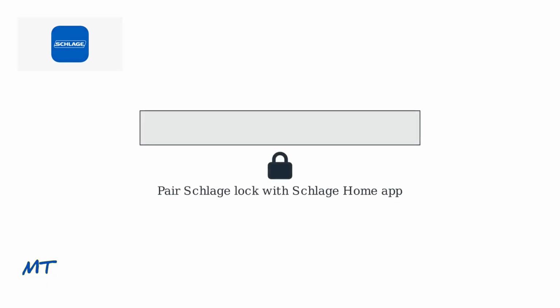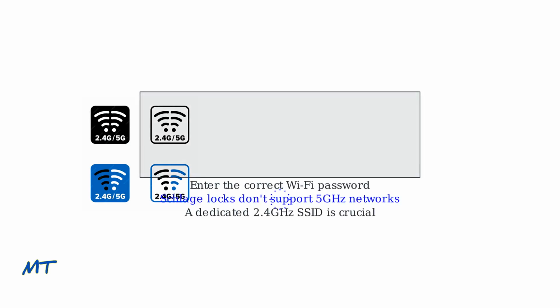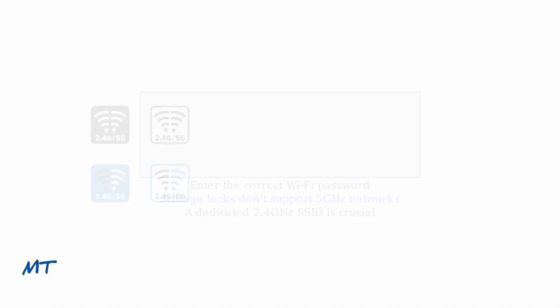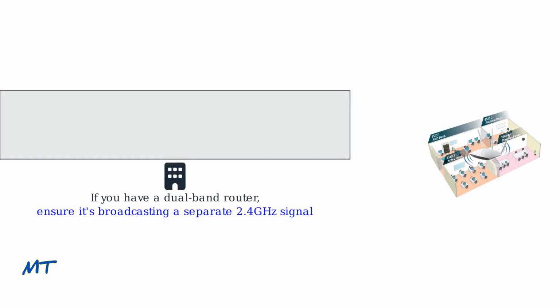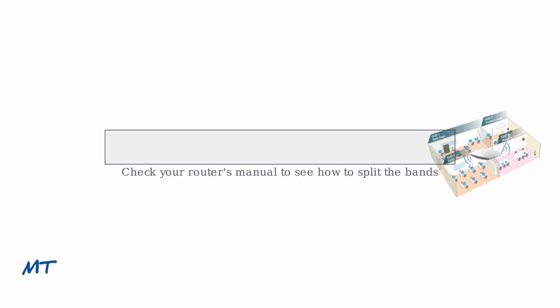First, ensure your Schlage lock is properly paired with the Schlage Home app. During setup, select your 2.4 GHz Wi-Fi network. It often has 2.4G in its name. Enter the correct Wi-Fi password. Schlage locks don't support 5 GHz networks, so a dedicated 2.4 GHz SSID is crucial. If you have a dual-band router, ensure it's broadcasting a separate 2.4 GHz signal. Check your router's manual to see how to split the bands.